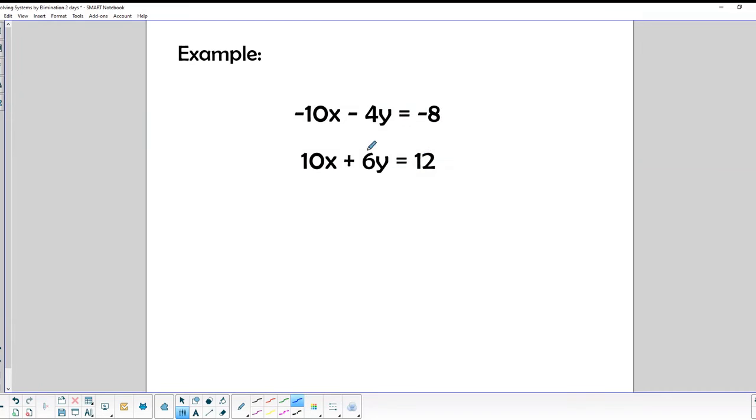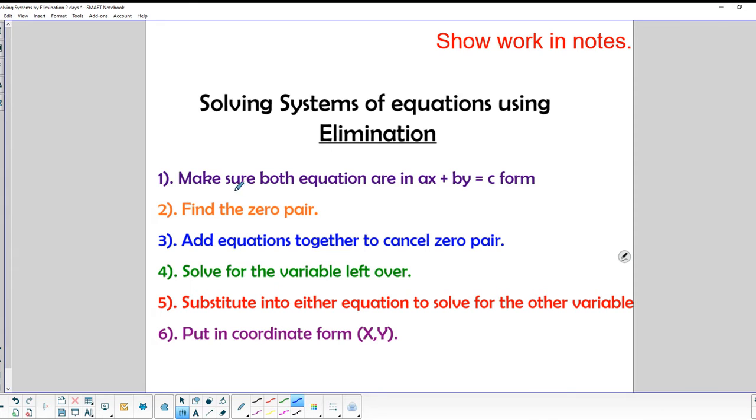equations using what we call elimination. So here's a system of equations, and I want you to notice the way they're arranged. They're arranged with the x values first, the plus or minus signs, then the y values, and the equal signs, and then the constants. So basically what we're showing you is this, that the equations have to be in ax plus by equals c form in order to use this type of solving process.